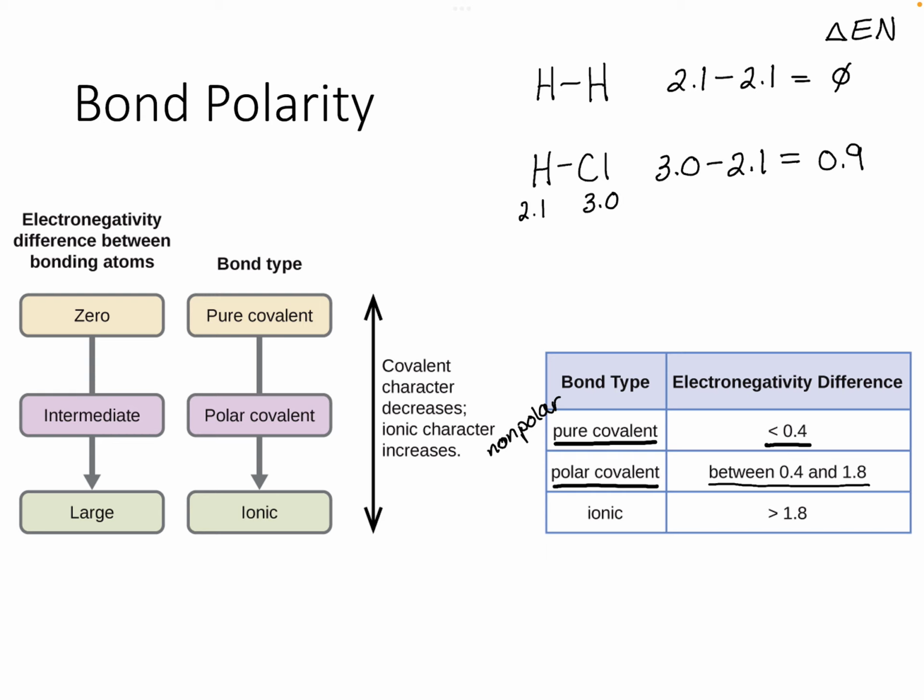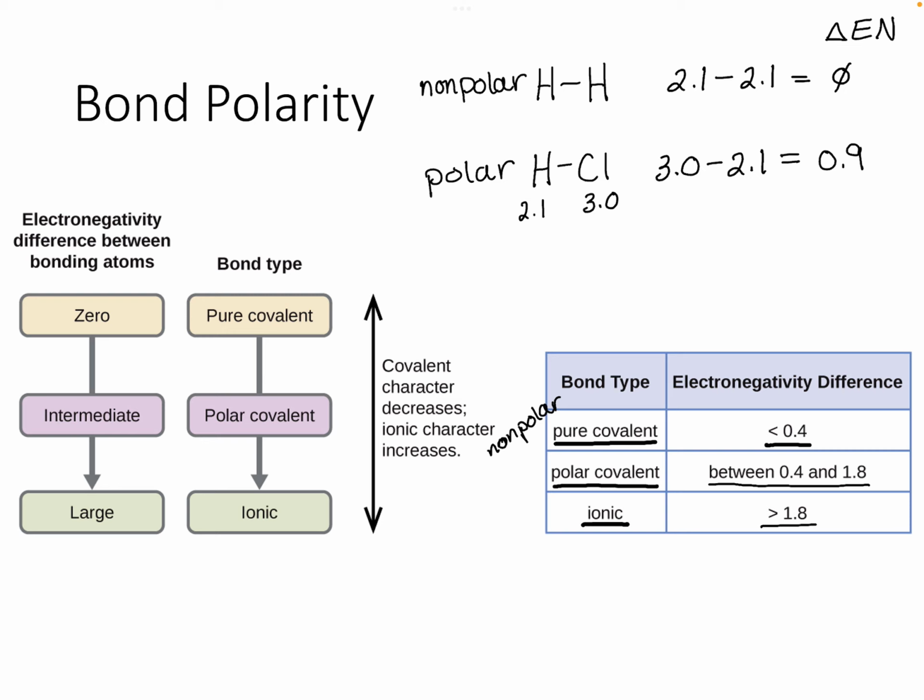All right, so the HH bond was non-polar covalent. So electrons were shared equally between the atoms. And the bond between hydrogen and chlorine was polar covalent. So that would be a polar bond where electrons are not shared equally. Now, last but not least, we have the ionic bond. And we would expect the electronegativity difference for that bond to be greater than 1.8.